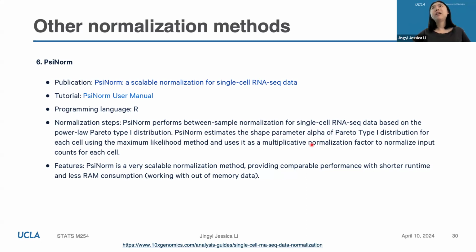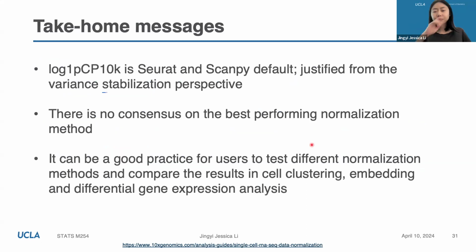So I think there are several take-home messages. One is that log 1p CP10K is the SIRAP scan default. It has some justification from the variance stabilization perspective. And there's no consensus on the best performing normalization method. It's still an open question. It can be good practice for users to try different methods and compare the results in the downstream analysis: cell clustering, embedding, which is the 2D visualization, and differential gene expression analysis.